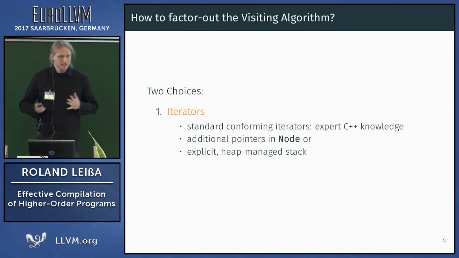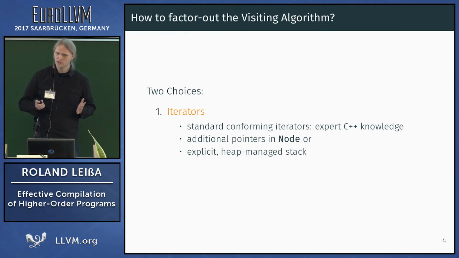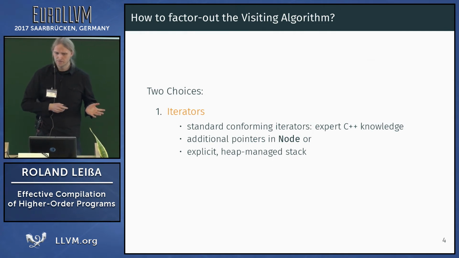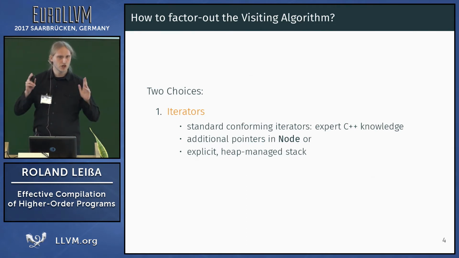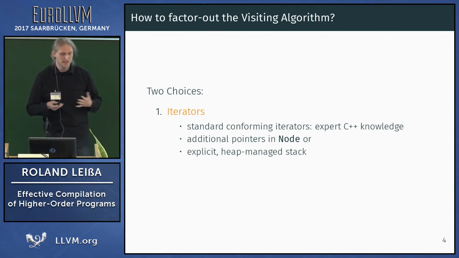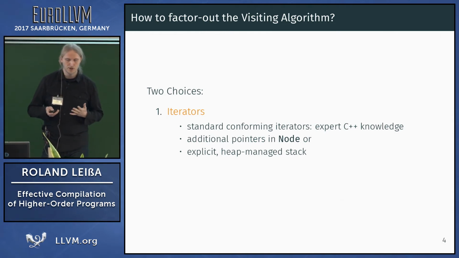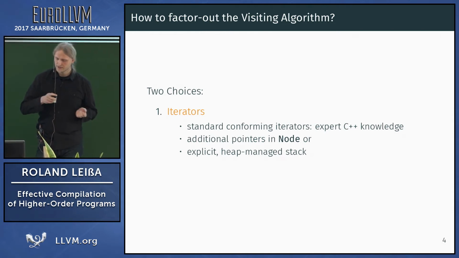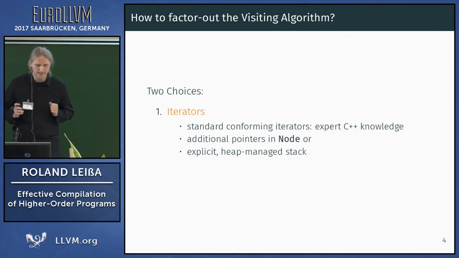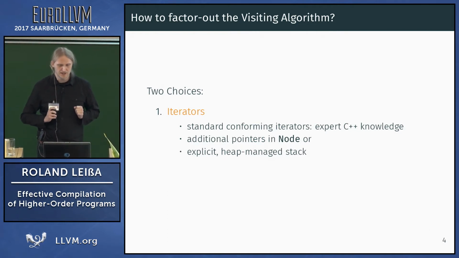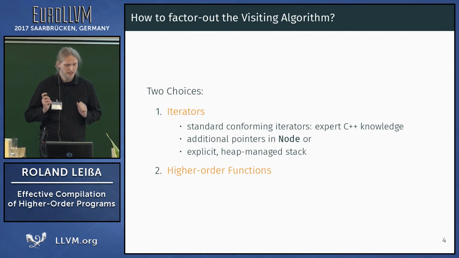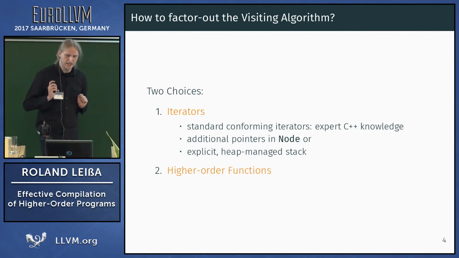And even if you do that right, it's really hard to get this algorithm into this iterator. So either you're using additional pointers in this node data structure, but then you actually don't implement the algorithm we had before, or you somehow have to come up with this recursion stack in this iterator. So what you will need is some explicitly managed heap stack. Doesn't sound terribly efficient to me. Another option would be using higher order functions.